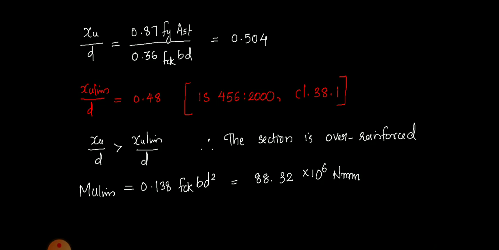So we have to find the moment in the condition of the balanced section, that is Mu equal to Mu limit. So Mu limit is given by 0.13 fck bd square for Fe 415 and the value is 88.32 into 10 to the power 6 Newton mm.